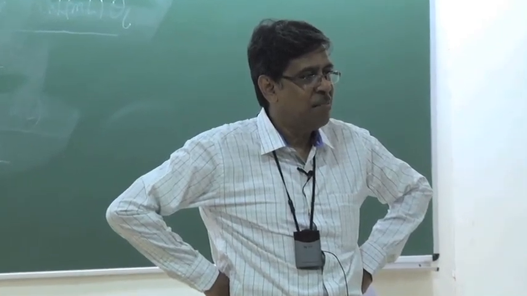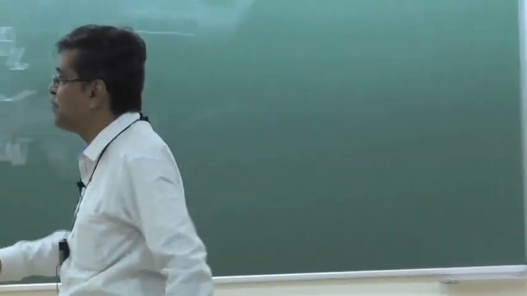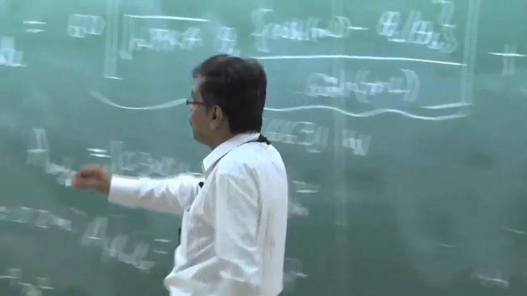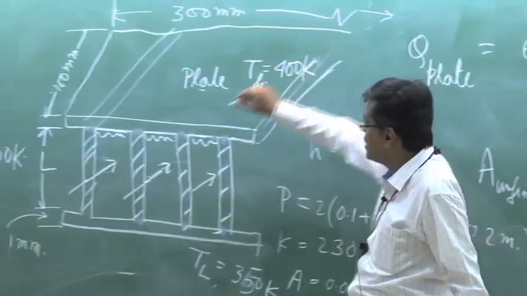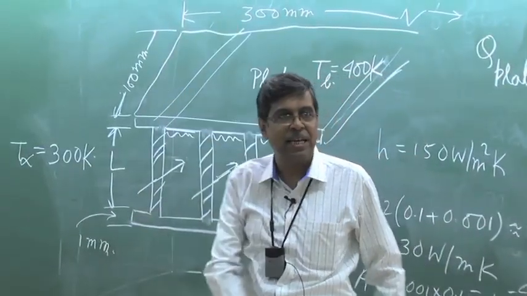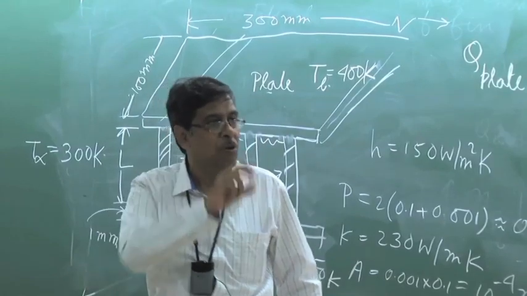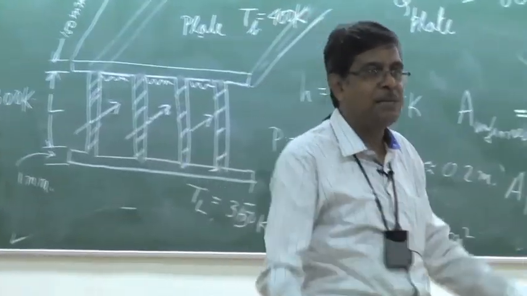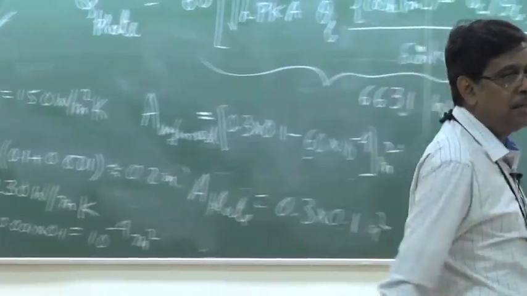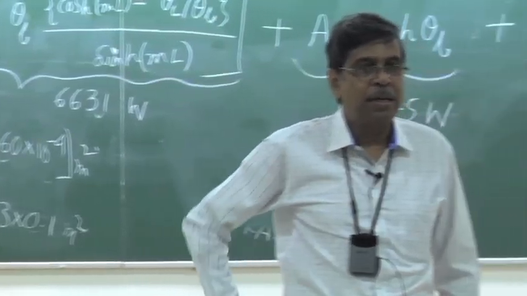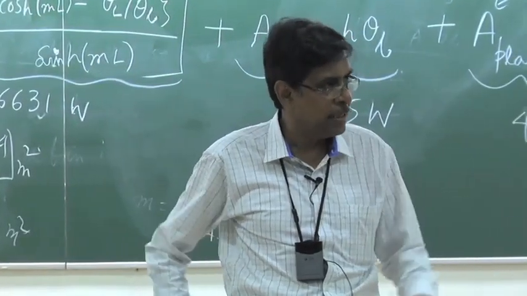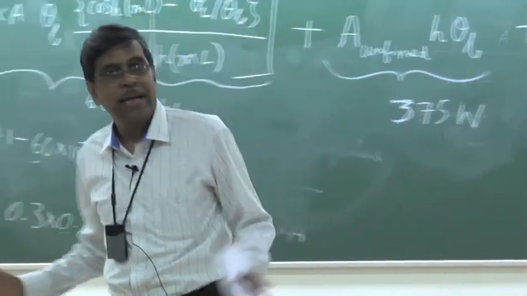Good. By neglecting that, it means from these exposed faces, this face and this face, which has a cross-sectional area of 100 millimeter into 1 millimeter, 8 times the TB minus T infinity. Good. No, that is neglected. Okay? Any other question?